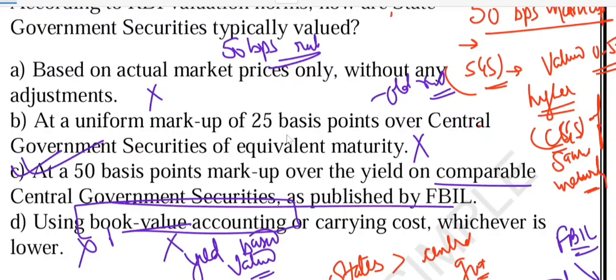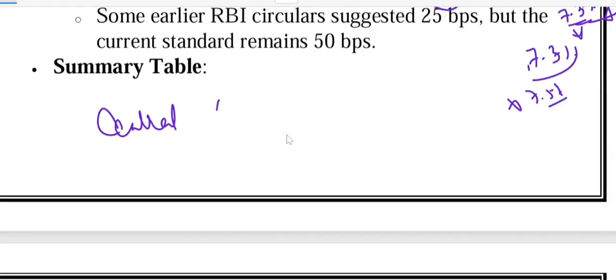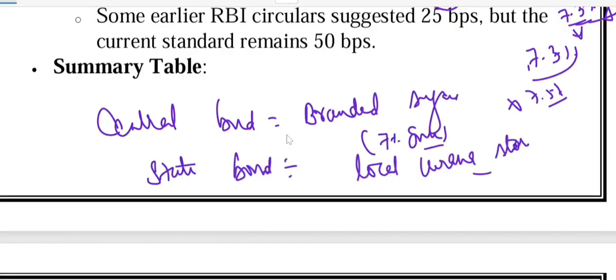Let me give you one example to make it more clear. Take the case of a central bond, just like branded sugar. Branded sugar offers you 7% interest on the bond. And take the case of a state bond, like a local kirana store. They offer you 7.5% interest. Same product, but you pay slightly more for the trust issue.